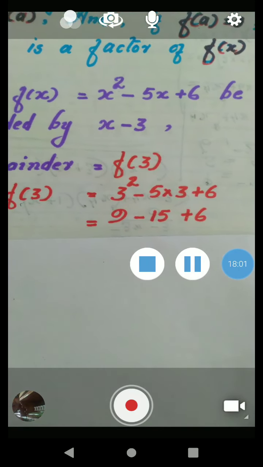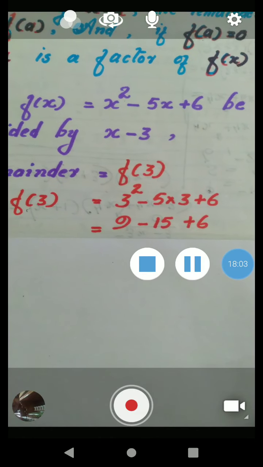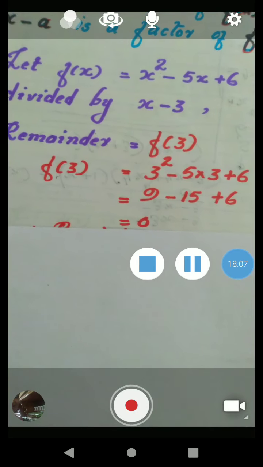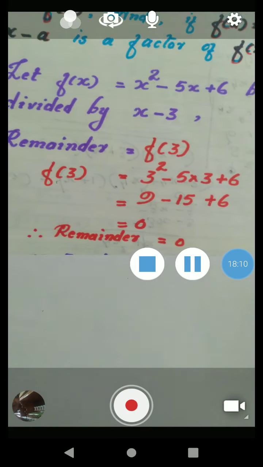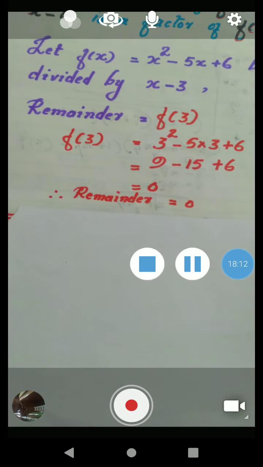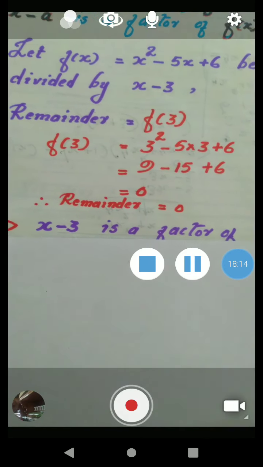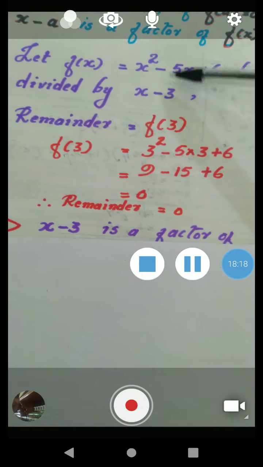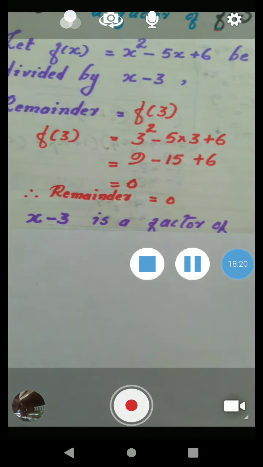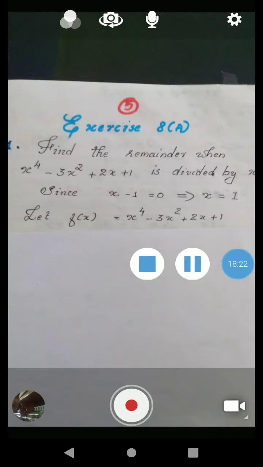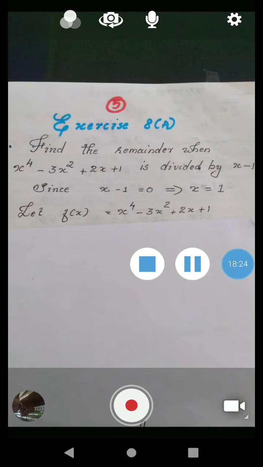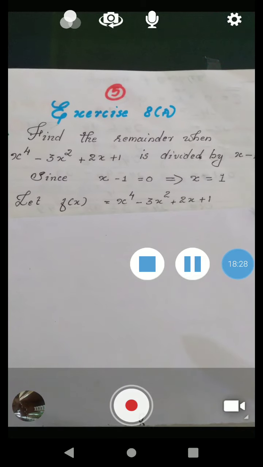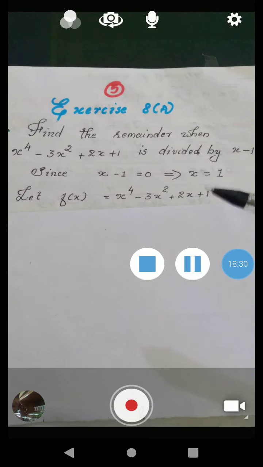Apply BODMAS rule. 9 plus 6 is 15. 15 minus 15 is 0. Therefore, we get f(3) is equal to 0. That means the remainder is 0. Therefore, we can say that x minus 3 is a factor of this f(x). Clear? Now, we are going to do some questions with the help of remainder and factor theorem.